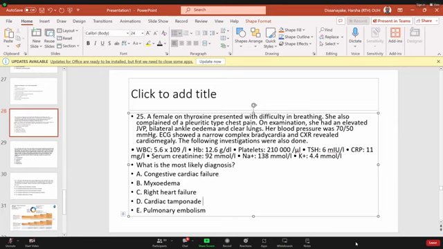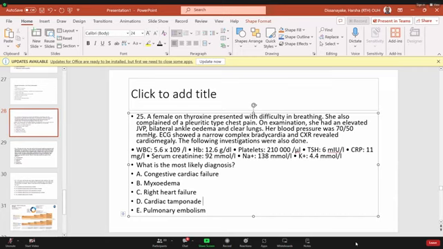But you would not expect a subsegmental or a segmental embolus to give rise to right heart failure and hypotension. You would see this hemodynamic instability and right heart failure in more major pulmonary artery occlusion.